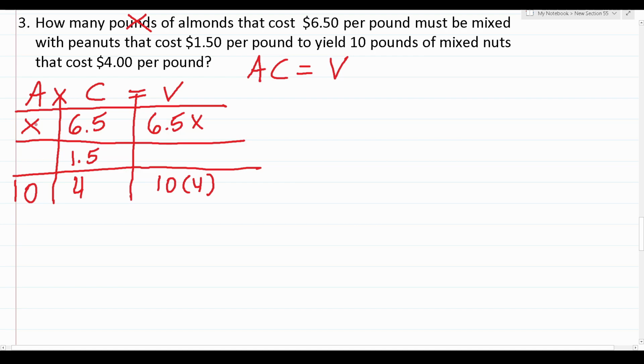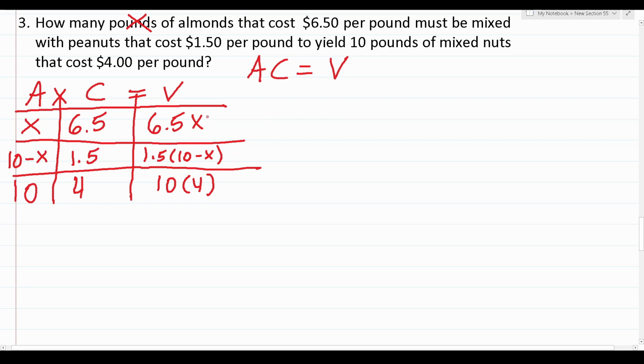We know we have X amount of almonds, so this is going to be 10 minus X amount of peanuts. Now we can figure out the value of the peanuts. That's going to be 1.5 times 10 minus X. All right, and again, now we have our table set up here.